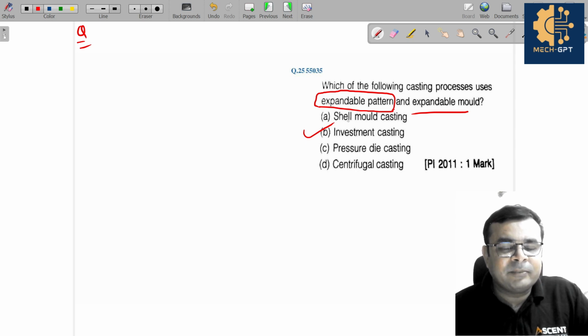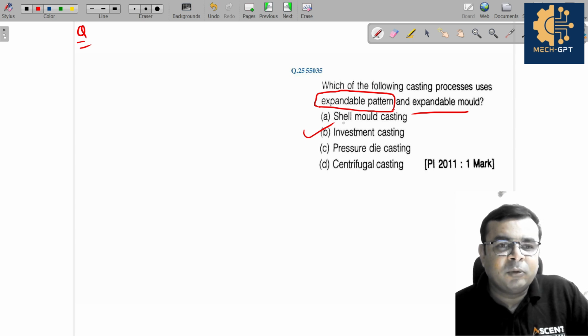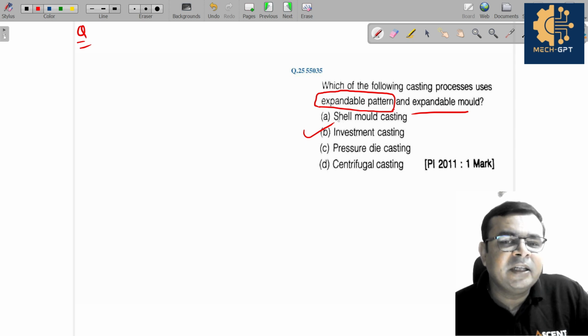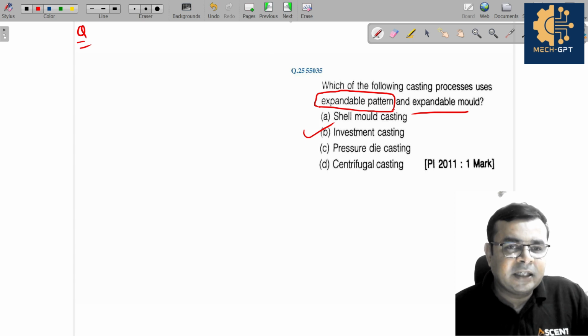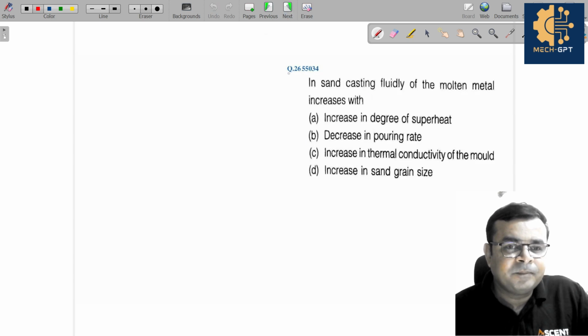So the pattern gets expendable, yes or no here? And after getting the mold cavity, you just pour the molten metal into the mold cavity. Then after solidification, the mold may also be expendable, may be destroyed for getting the casting. So the correct answer is option B.